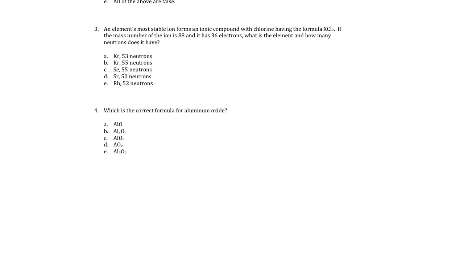So 3, an element's most stable ion forms an ionic compound with chlorine having the general formula XCl2. If the mass number of the ion is 88 and it has 36 electrons, what is the element and how many neutrons does it contain? Okay, so we're just working out from some of the details given what we might know about this ion. We know that the X is going to have a 2+ charge because the chlorides have a -1. And so whatever this element is, it should have 38 protons.